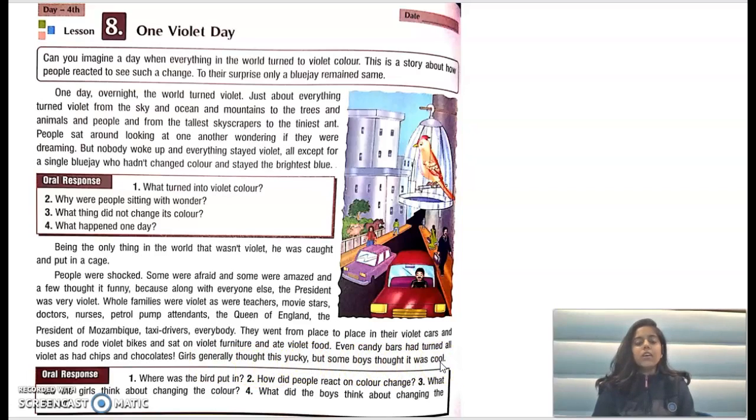So for girls, it was very yucky. They did not like it. So yucky means what? When you don't like something, okay? So you can use this word in your regular language, in your daily language. Yucky, when you don't like something, you can use yucky. For example, the food is yucky, the dress is yucky, okay? A situation is yucky, that way. But some boys thought it was cool.